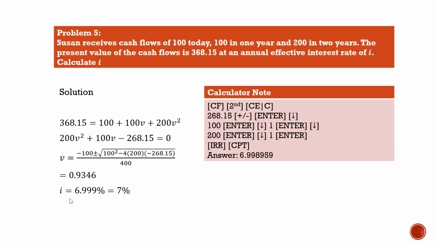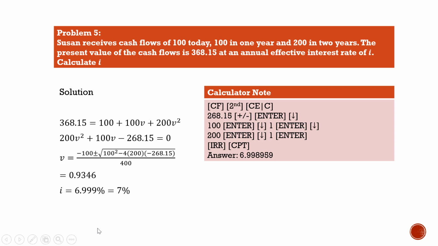Another way to work on this problem is to use the cash flows mode on the BA II Plus. So 368.15 is the present value. That means that is the money you have to pay for the investment, so 368.15 is negative because it's the liability. But Susan received an immediate $100 today, so at time 0, the net present value is just negative 268.15.